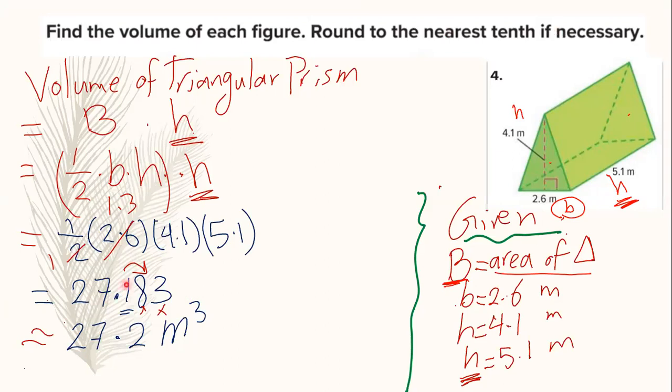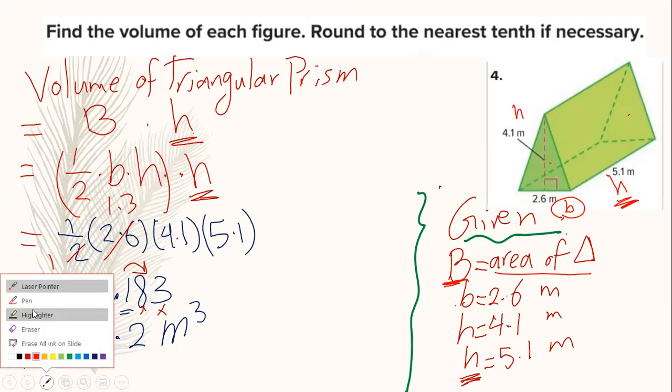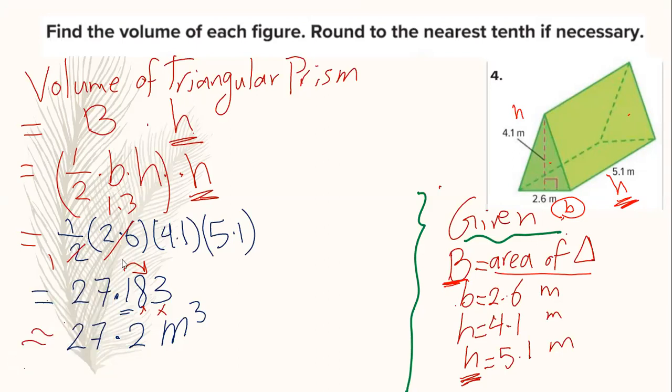And the question asks you to round to the nearest tenth. So I'll underline the tenth, arrow to the digit to the right. The digit to the right here is 8. So I have 2, and 8 is more than 5. So I have to add 1 to the tenth digit. So the volume of the triangular prism is approximately equal to 27.2 cubic meters. The unit of volume is cubic unit.